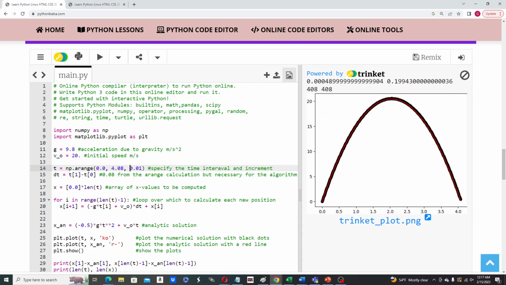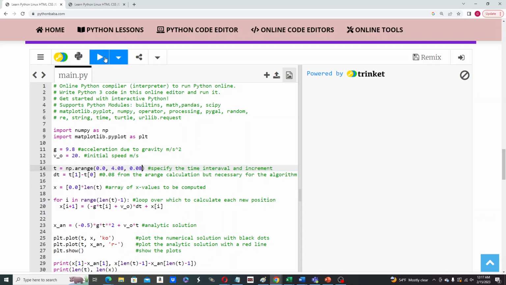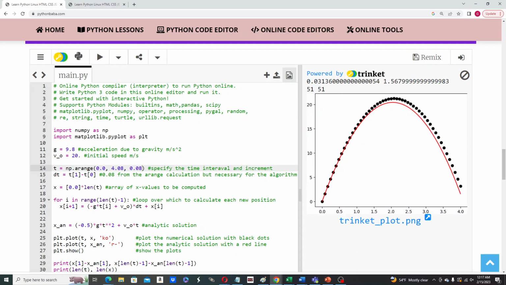For our purposes, we're just going to say trial and error, and you'll notice, by the way, if I change this back to 0.08, let's run this one more time. You'll note by the end, the very last element, my solution is off by 1.567999 meters, or effectively 1.568 meters. So on this scale, there's about 1.5 meters between my black dot and the red line in the vertical position. So about 1.56 meters.